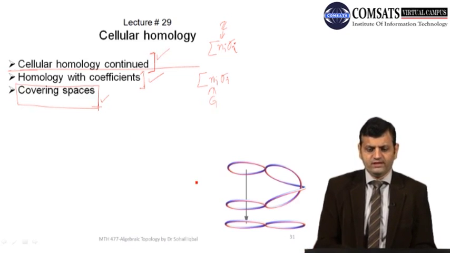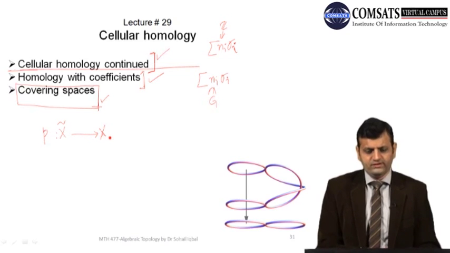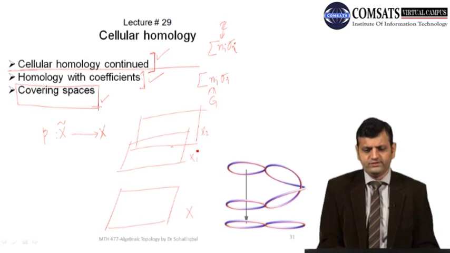A covering space has a very simple idea: if you have a base space X, then a covering space is X tilde such that there exists a continuous function from X tilde to X. Roughly speaking, we are just saying that take this base space X and take this sheet. There are some collection of sheets.